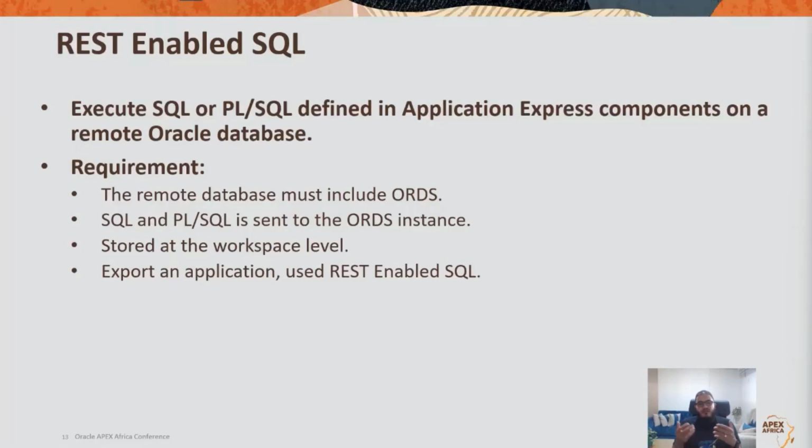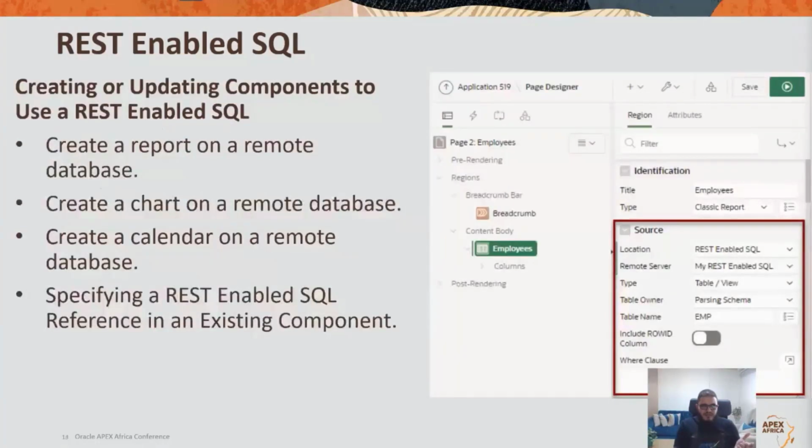If you export an application and import it into another workspace, Application Express checks whether the target workspace already contains REST-enabled SQL references with the same static ID. If a REST-enabled SQL reference already exists, the application uses the existing reference. If the reference doesn't exist, it is created in the target workspace.